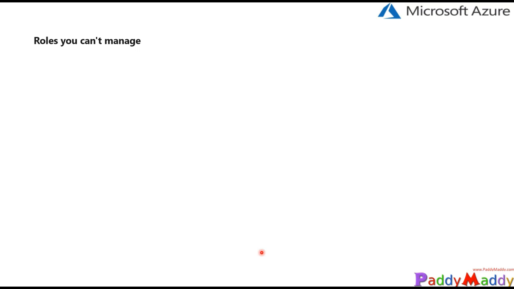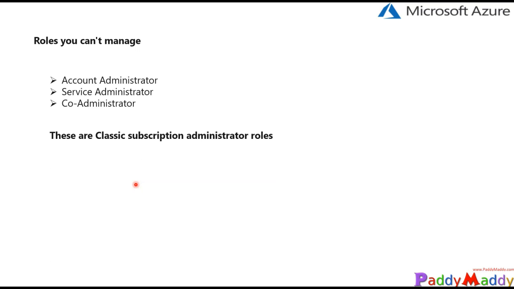Now let's plan how best you can deploy it. Before we deploy it, you can think about which roles you cannot assign. If you're planning to assign account administrator, service administrator or co-administrator, by the way, these three are from the classic subscription model. So if you are talking about the classic subscription administrator roles, these roles you cannot manage with Privileged Identity Management.